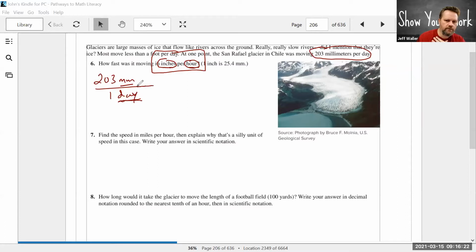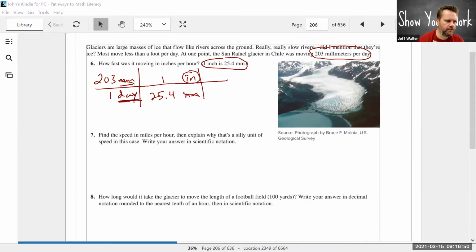All right. So let's do the millimeters first. Where am I going to put millimeters? Let me erase some of this stuff real quick. Where do I put millimeters? Top or bottom? Bottom. So it's across from there, so it will cancel. And I want to go millimeters to inches. 25.4 of these is one of those. Bam, bam. So now I'm inches per day, right?